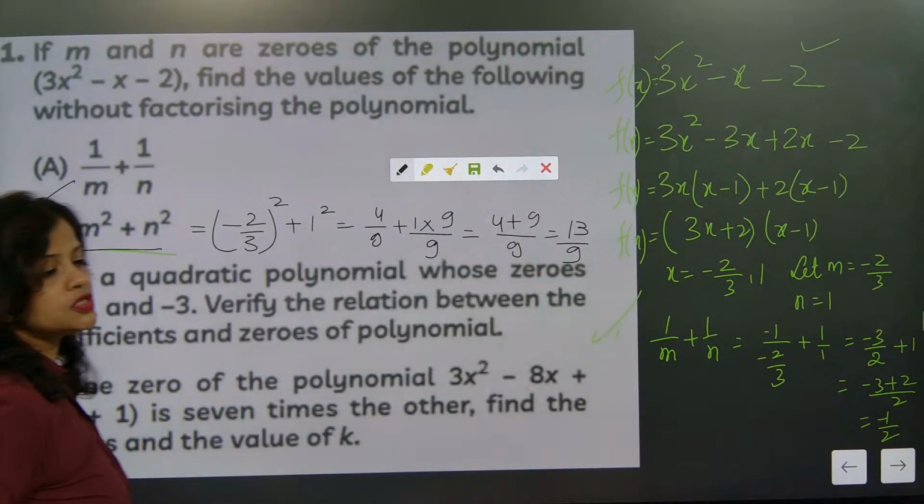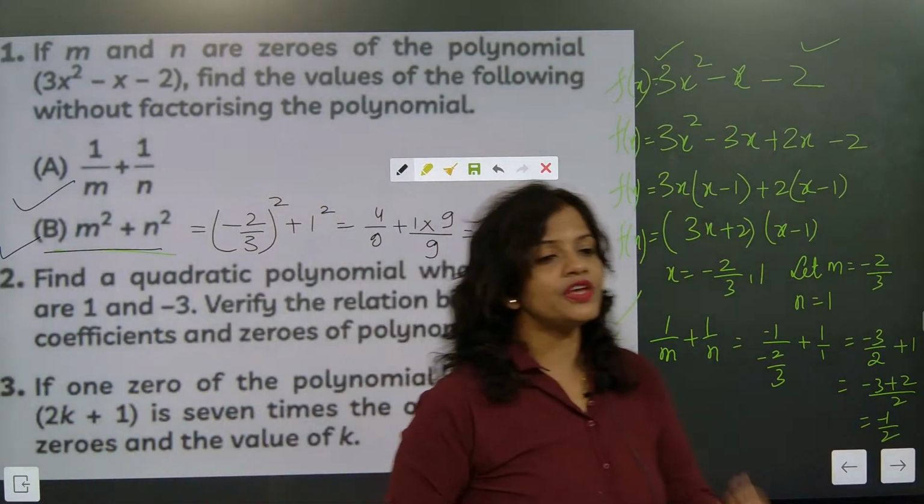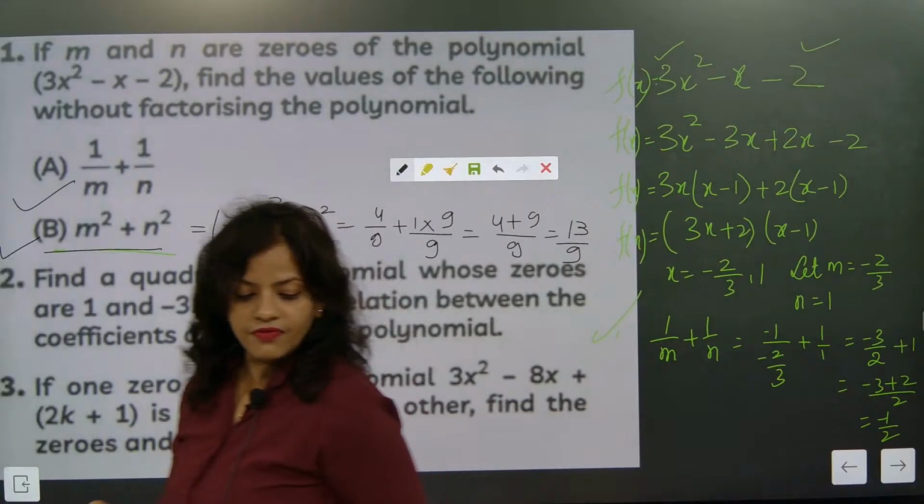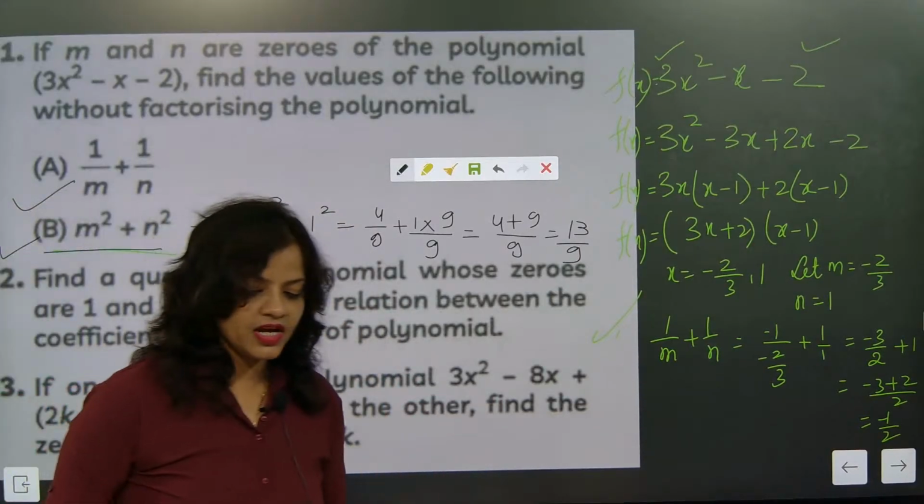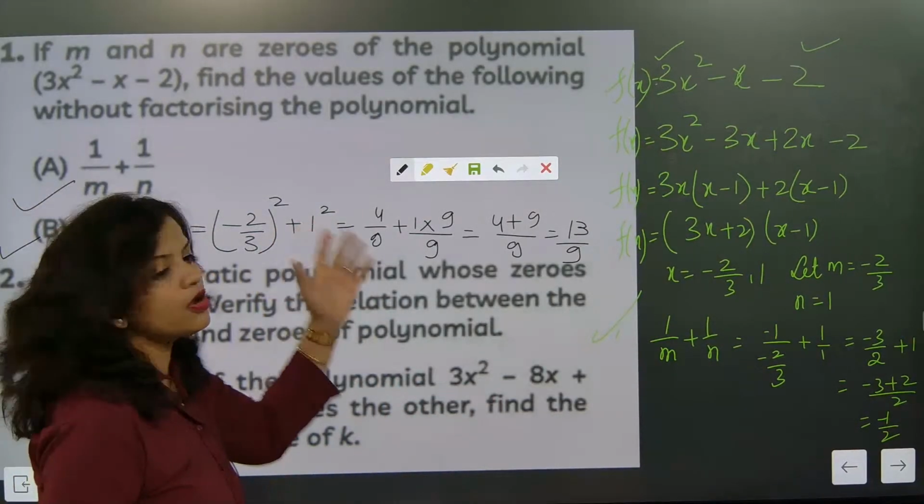See how much change you have seen. First we have seen the previous polynomial way of solving. Now we are seeing a new way of solving questions.